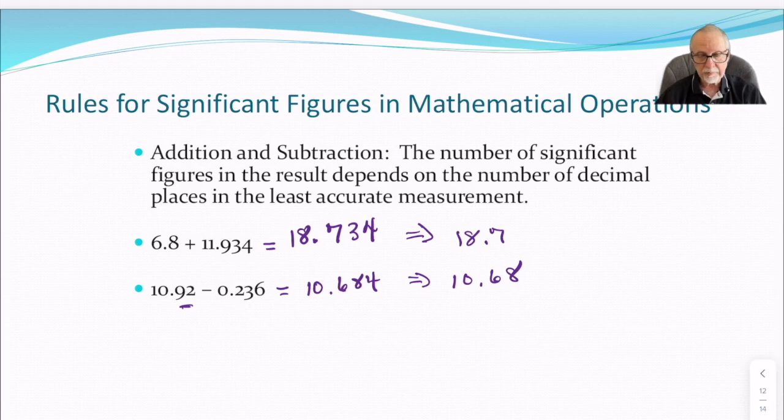All right, so make sure that you understand the difference between multiplication and division and addition and subtraction. The rules are slightly different. The best way to go about doing this is to really think about the precision, but also just do a bunch of examples so that you're comfortable with this. So again, continue to ask questions if you have any about that.